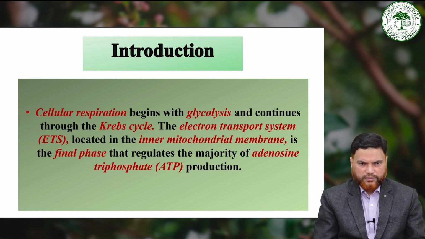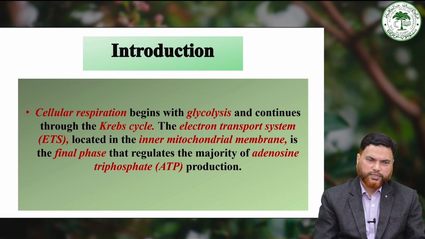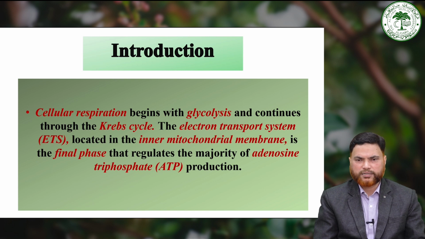Now in the Krebs cycle, NADH and FADH2 formation also takes place. During the citric acid cycle, these NADH and FADH2 are produced as high energy electron carriers, and these molecules later participate in the process of oxidative phosphorylation. Now the question arises, what is oxidative phosphorylation? This is an oxygen dependent process that takes place in the inner mitochondrial membrane, as I mentioned earlier.